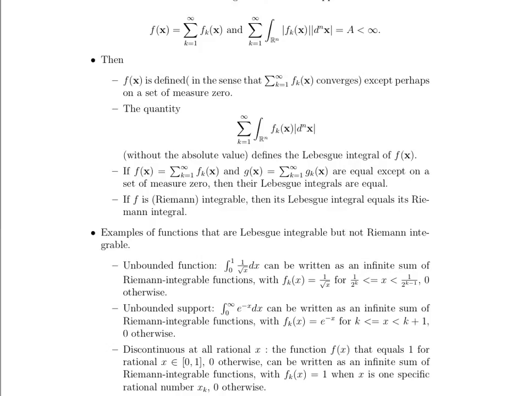We also have the example of the function that's discontinuous at all rational x, where the function f equals 1 at rational x and 0 otherwise. That can be written as an infinite sum of Riemann integrable functions, with f sub k equaling 1 when x is one specific rational number, x sub k, and then 0 everywhere else. So those are some examples of functions that are Lebesgue integrable but not Riemann integrable.